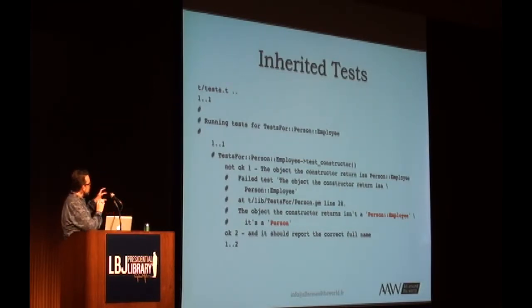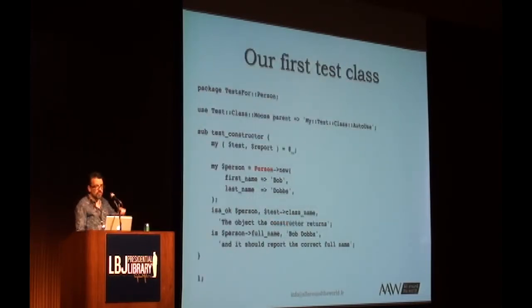So if you do not override a test from your parent class, you will inherit that test and you will run that test. So test for person employee, we have test_constructor, and we failed our very first test, which is the object from the constructor is a person employee. No, it's not. It's a person. Because you might remember, we deliberately hard-coded the person name right there. But we had the isa_ok person test class name.